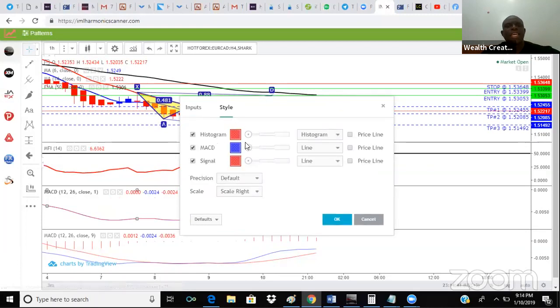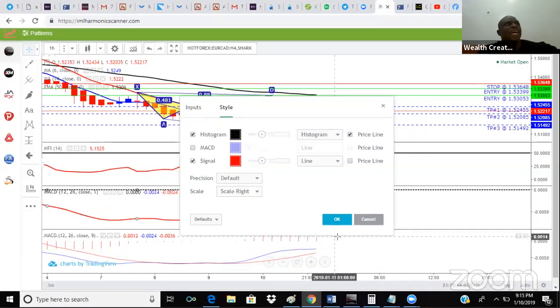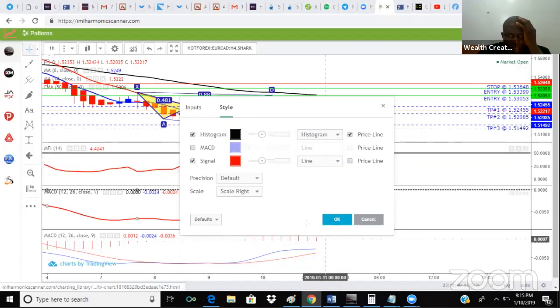And my style here, watch, gently. I will uncheck my MACD. I will change my histogram to black. I will thicken it a bit. Then I will check my histogram price line. I will remain the signal line and I will make it thicker too so I can see it properly. This is the settings. So the histogram is black, the signal is red. Then I'll click on OK.